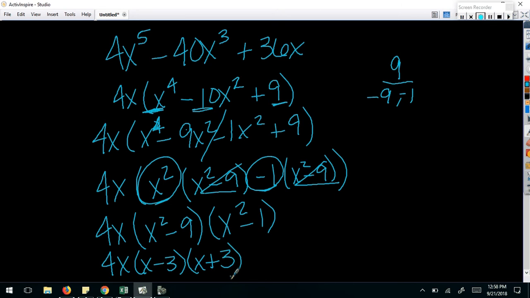Do it. Is 1 a perfect square? Yes. Is x squared a perfect square? Yes. Is there a minus sign in the middle? Yeah. Do it. Yes. If you don't do it, it's not factored completely.